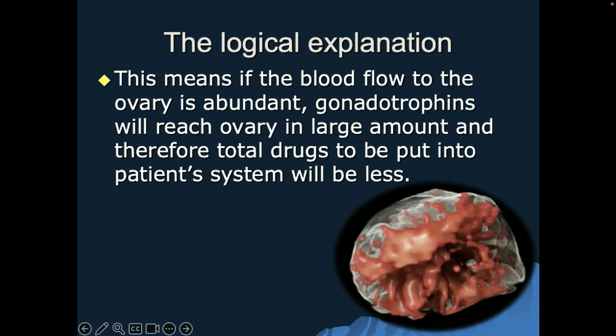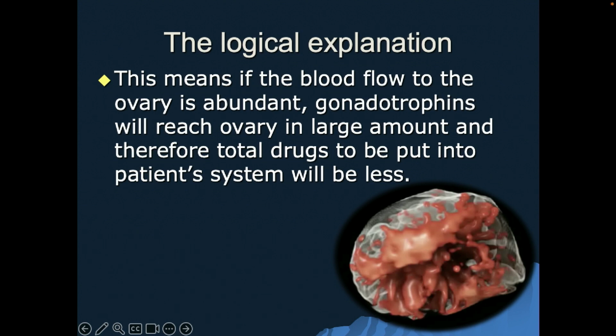So to reach that FSH threshold, if the flow to the ovary is more, because a higher percentage of the total gonadotrophin in the patient's system flows into the ovary every cardiac cycle, the threshold will be reached easily. And therefore, the total amount of gonadotrophins required for that patient will be less. Whereas if the total flow to the ovary is less, a smaller percentage of the total gonadotrophins in the patient's blood flows into the ovary every cardiac cycle, and therefore to reach that threshold, you have to put much more into the patient's system.